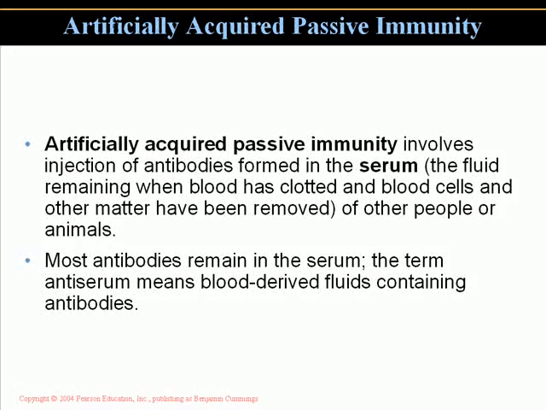Artificially acquired passive immunity involves the injection of antibodies formed in a serum.